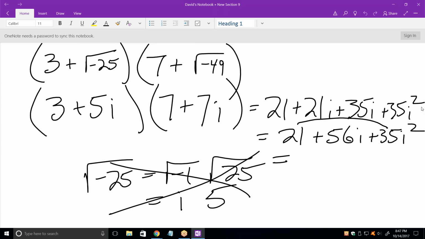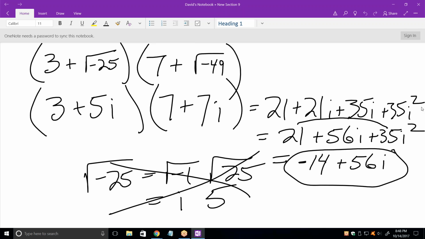I can't do that in my head. Give me a second. 21 plus negative 35, it's negative 14. That's the real part. The imaginary part is 56i. And that's the answer right there. It's got to be in A plus Bi format.